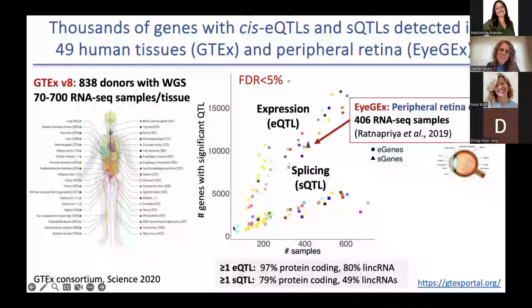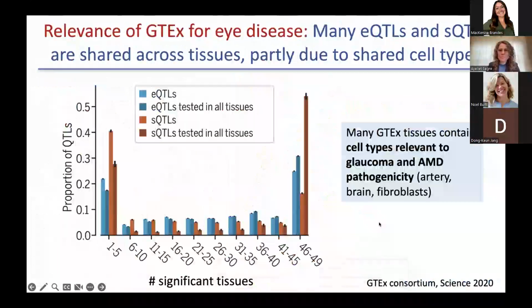And you can see that the discovery of eQTLs and sQTLs is proportional to the sample size, to the power of detection. And eQTLs have been discovered to date for almost all protein coding genes and about 80% of the lncRNAs, and sQTLs for about 80% of protein coding genes and about half the lncRNAs.